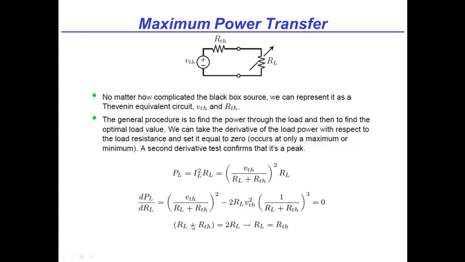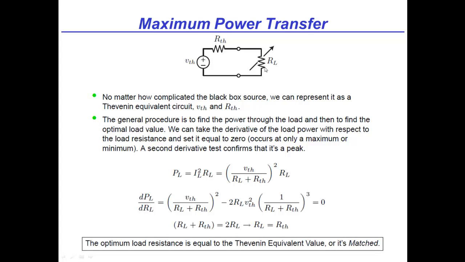And obviously, just by observation, bringing that over and cleaning up, it tells you something pretty interesting, which is that the load resistor has to be the same value as the Thevenin resistor for there to be maximum power transfer to the load. So what you've given here is one value. You've given me one case where this condition is true, namely RL plus RTH is equal to 2RL. That condition is true when RL is equal to RTH.